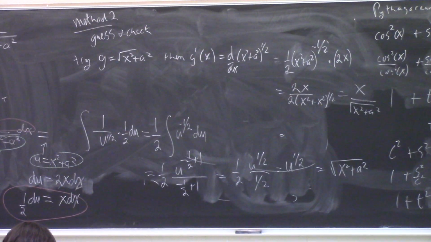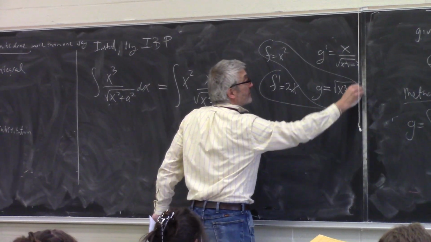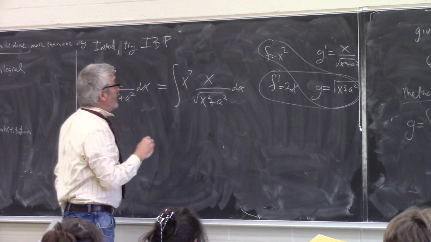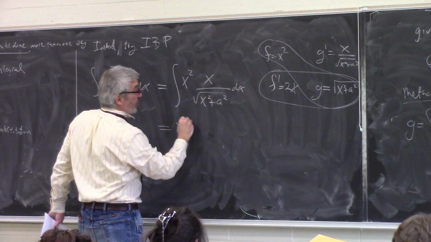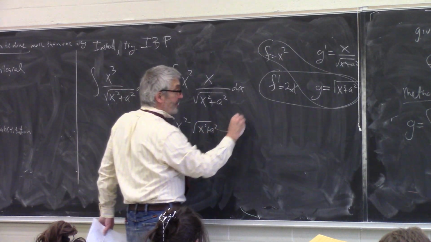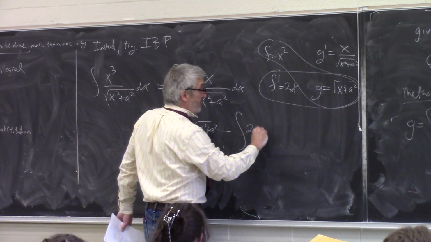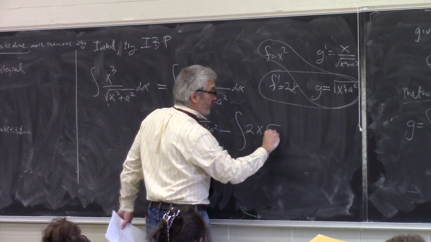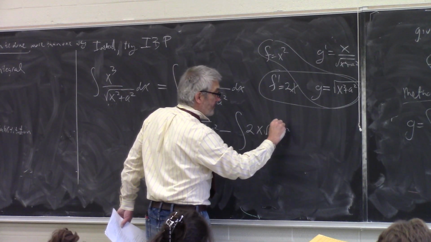So we know how this integration by parts works. I've got to do the product of those minus the integral of the product of those. So x squared times the square root of x squared plus a squared minus the integral of 2x times the square root of x squared plus a squared.